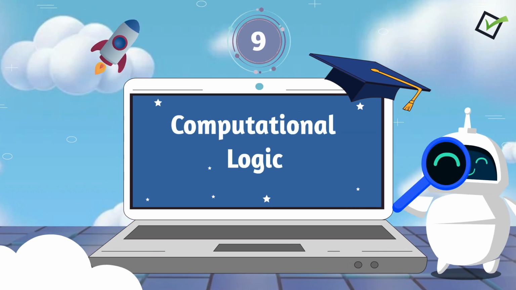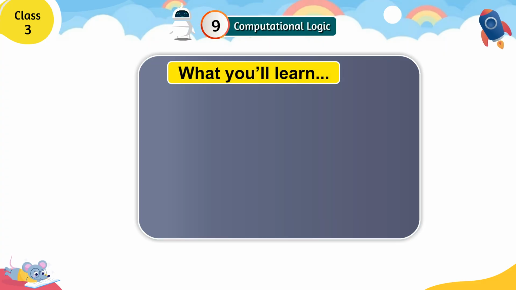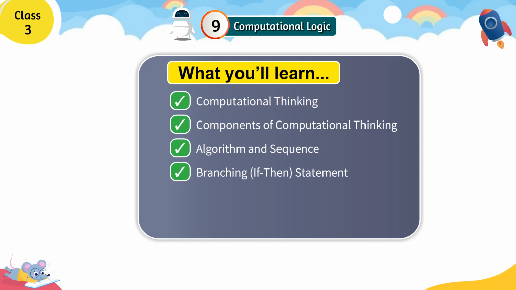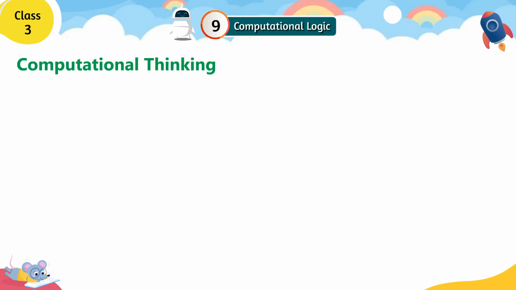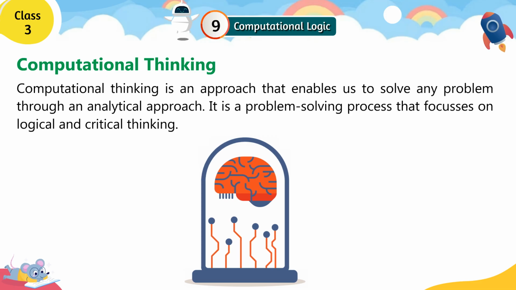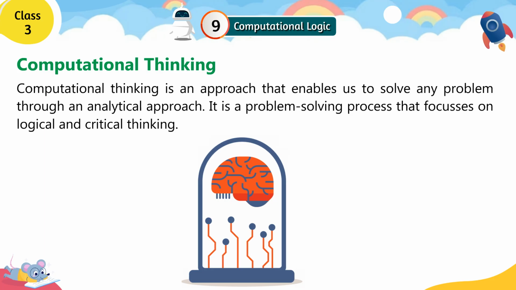Chapter 9. Computational Logic. What you'll learn: computational thinking, components of computational thinking, algorithm and sequence, branching if-then statement, abstraction, debugging. Computational thinking. Computational thinking is an approach that enables us to solve any problem through an analytical approach.